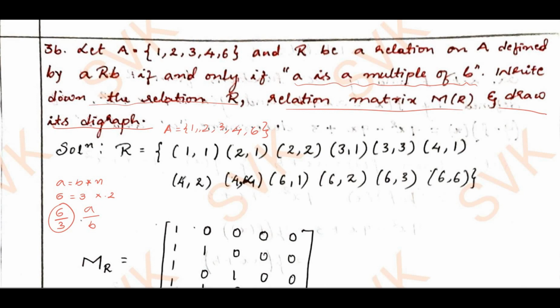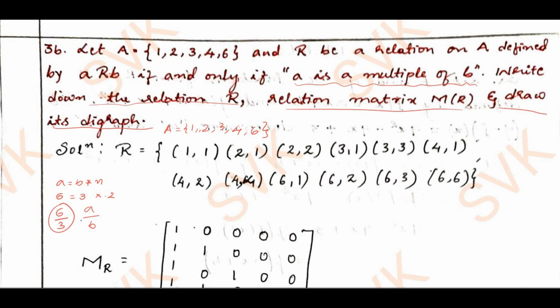4 is divisible by 2. 4 is divided by 4 itself. 6 is divided by 1. 6 is divided by 2. 6 is divided by 3. 6 is divided by 6 itself.